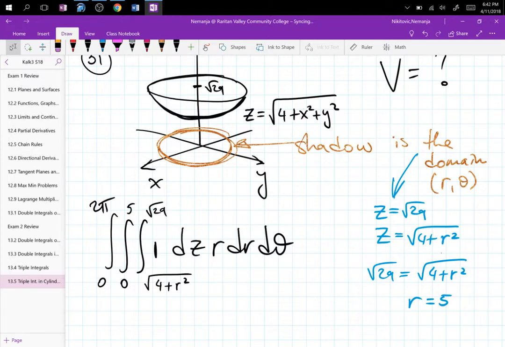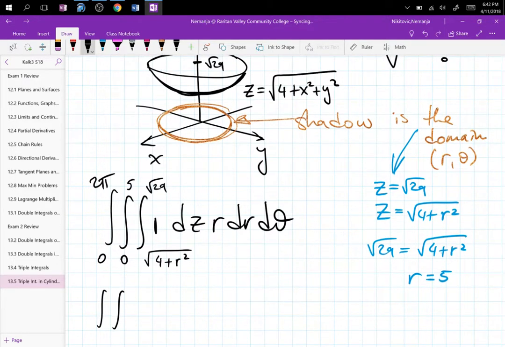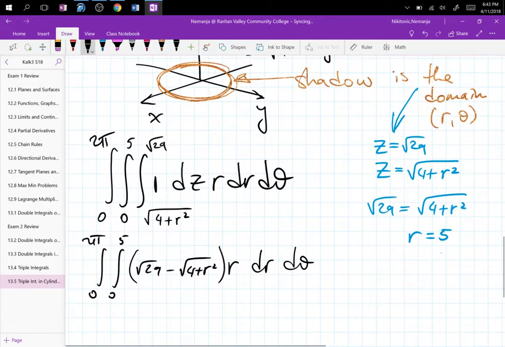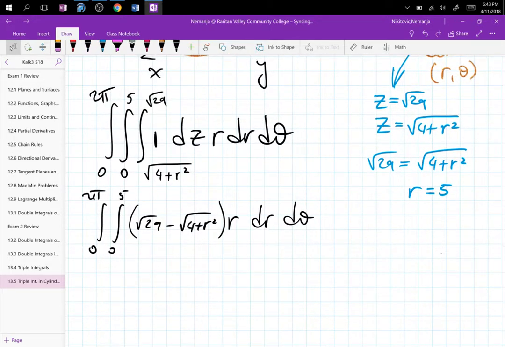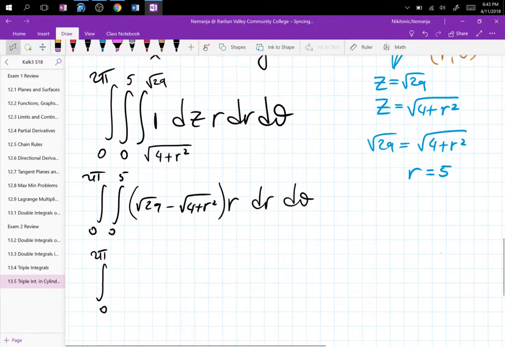And now all you do is plow through these calculations to compute this, so that's going to be the integral from 0 to 2 pi, and from 0 to 5, of square root of 29 minus square root of 4 plus r squared, all of this times r dr d theta. And now you plug this in Mathematica and just get the answer. No, I'm serious. So now we're going to waste half of our life doing this by hand.